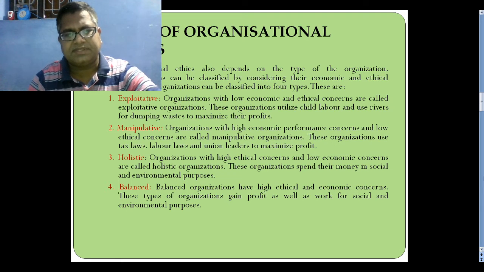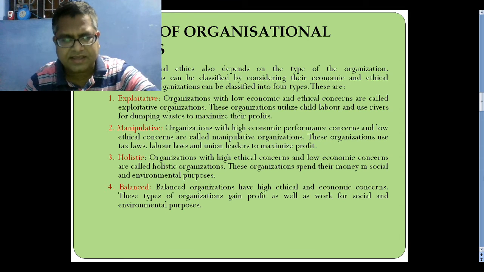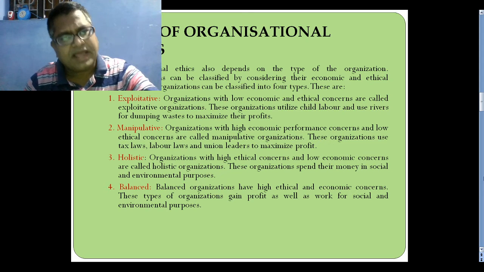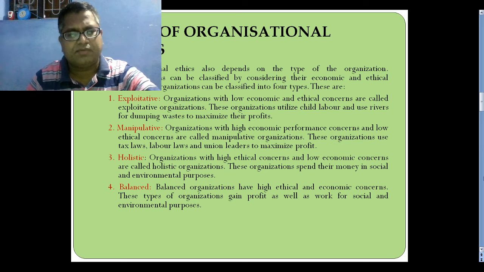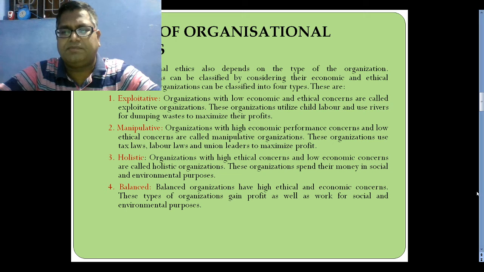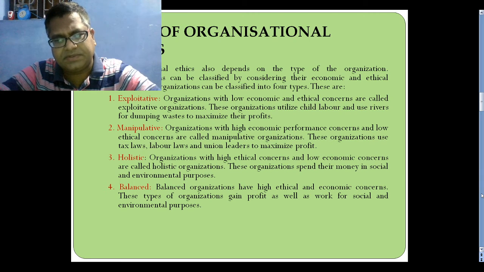And some organizations are balanced. Balanced means high ethical concern and standard economic concern. These types of organizations gain profit as well as work for social and environmental purposes. Nowadays every organization is more focused on the balanced way. Balanced means they are not only making profit, but also focusing on social and environmental purposes through corporate social responsibility.